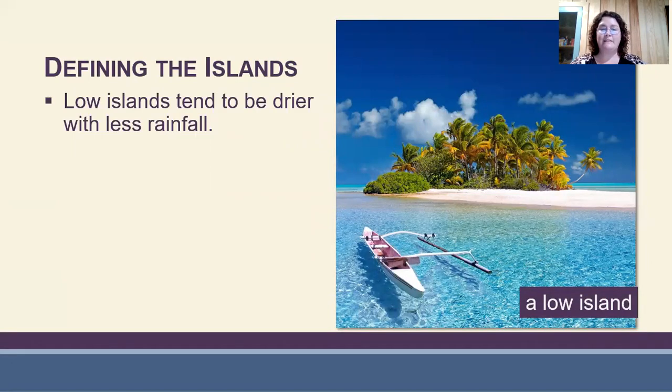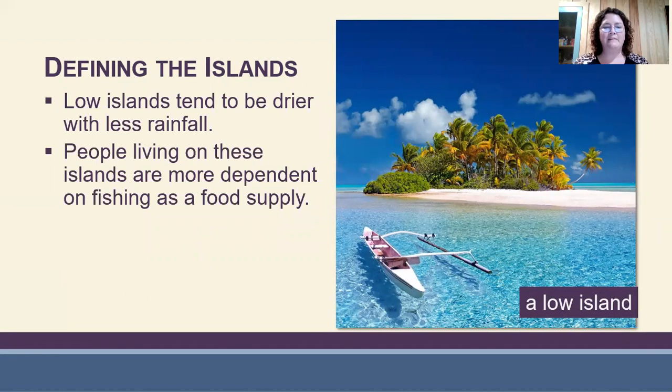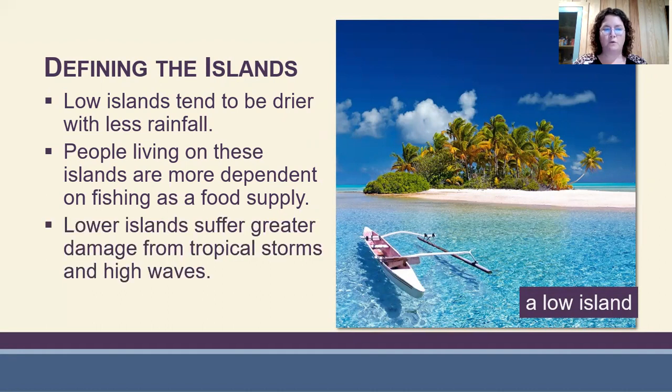Low islands tend to be drier and have less rainfall. People living on these islands are more dependent on fishing as a food supply. The low islands also tend to suffer greater damage from tropical storms and high waves.